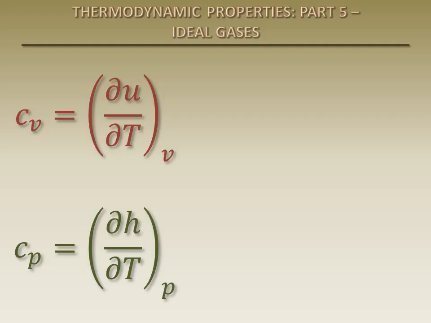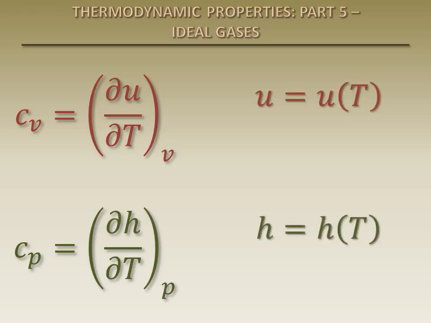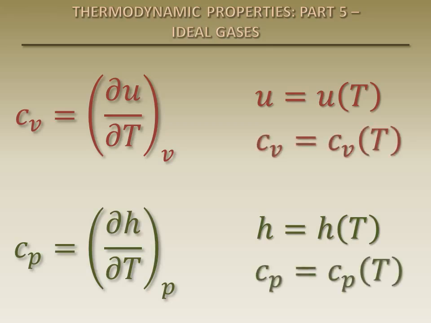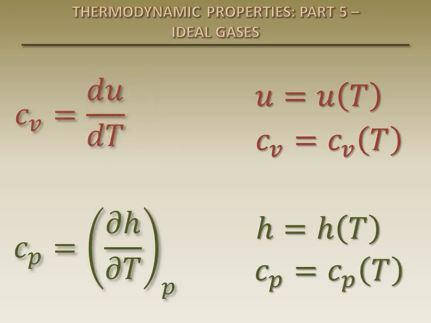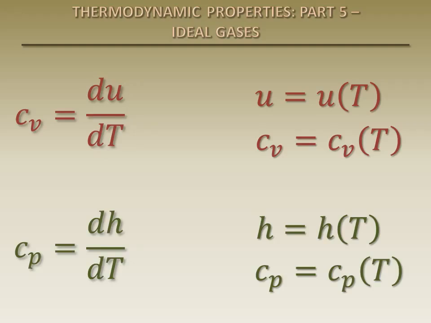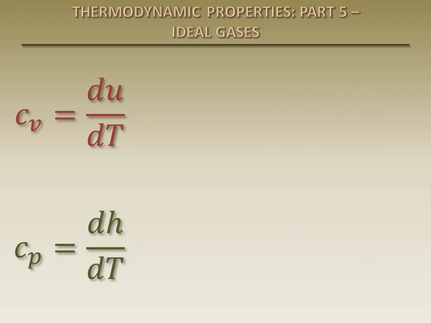It has been shown experimentally and mathematically that for ideal gases, the internal energy and enthalpy are functions of temperature only. Therefore, for a given temperature, the specific internal energy, the specific enthalpy, and the specific heats of an ideal gas have fixed values regardless of the volume and pressure. So the partial derivatives in these expressions can be replaced by ordinary derivatives. These equations can now be separated and integrated from one state to another.